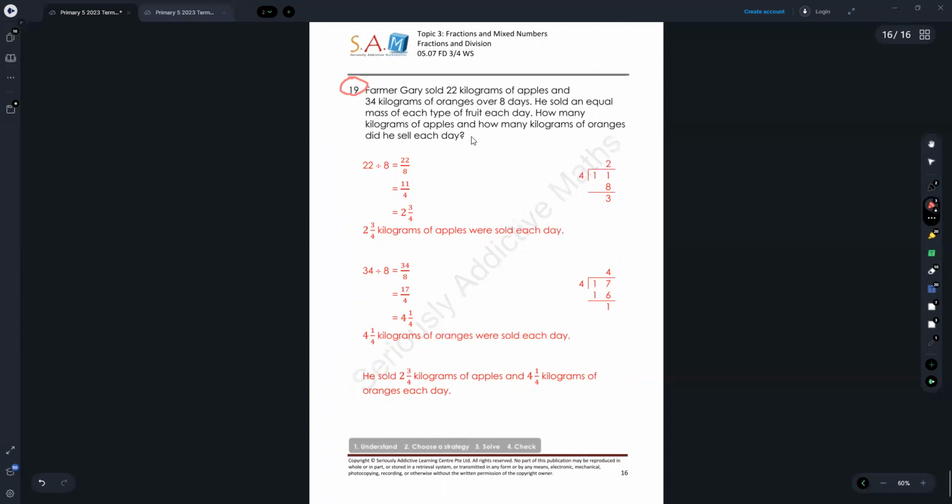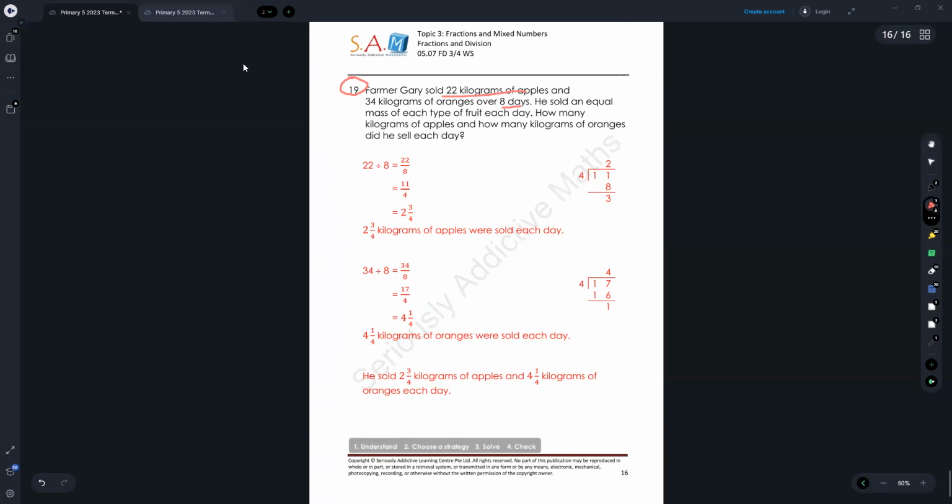So what he needs to do is, 22 kilograms of apples over 8 days. He needs to find each day how many apples he sold. So it's 22 divided by 8. And the number of oranges that were sold each day, 34 divided by 8. These are basically 2-step questions where there are several parts to it.